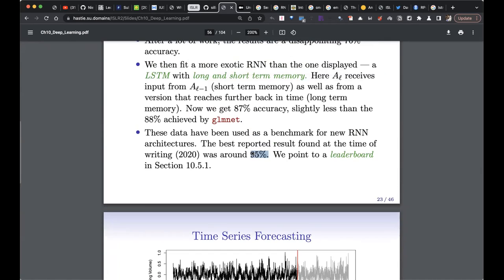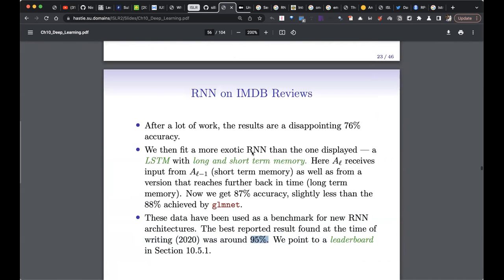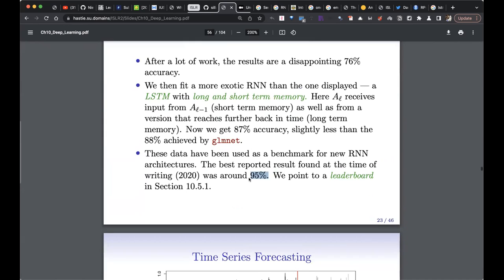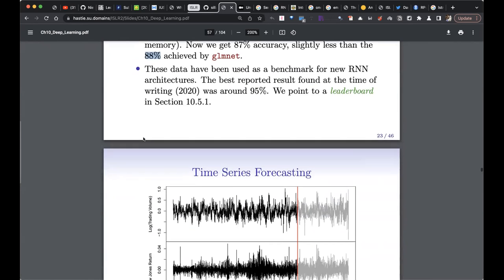Anyone want to add something? Right. So we saw that RNN is basically good, and you can see it can achieve a good performance of 95% accuracy. So yeah, deep learning shines in this sense, right?